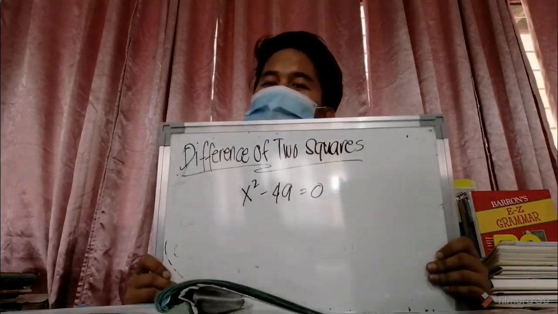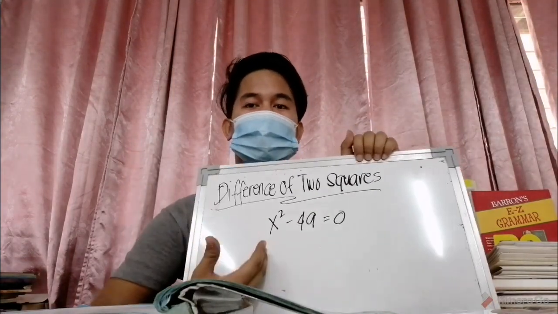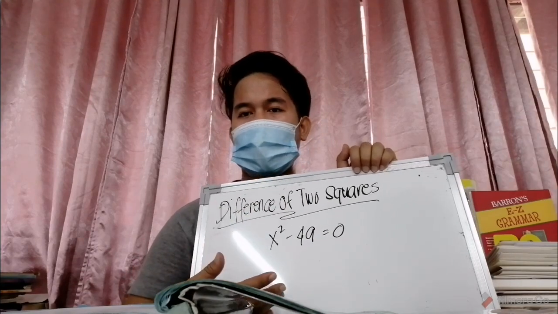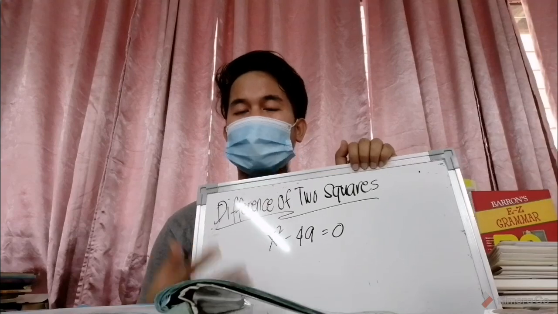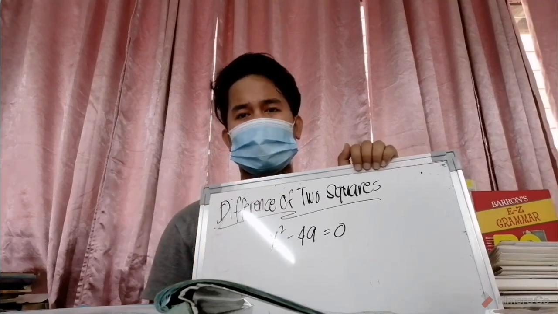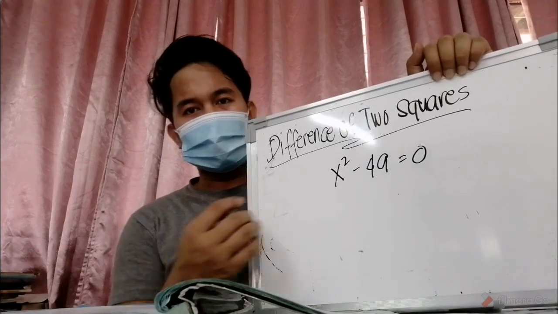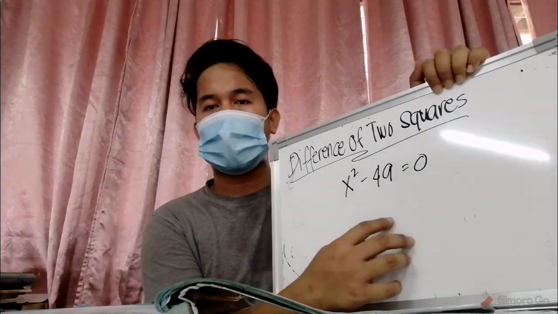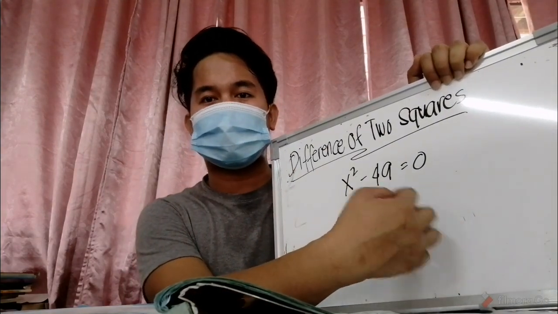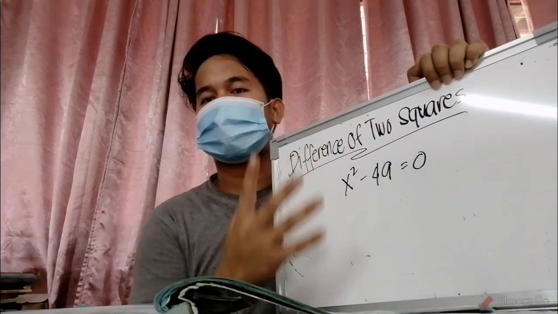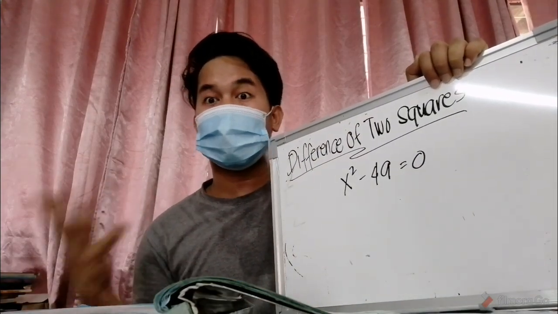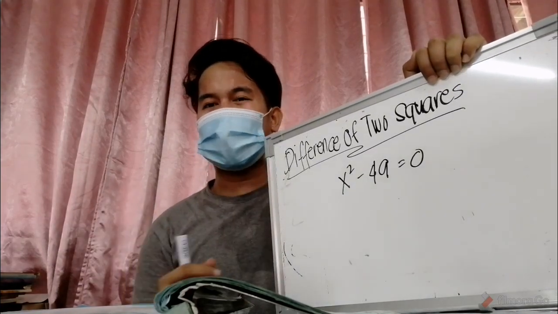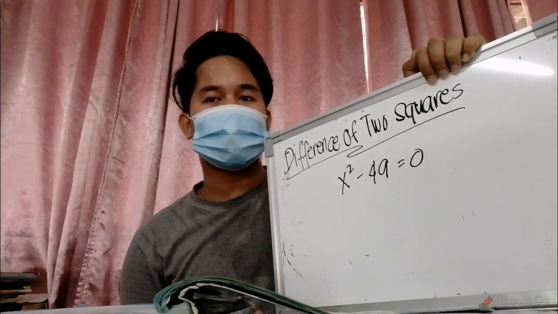For the difference of two squares, let us try to consider the given x squared minus 49. Okay, as you can see, this x squared minus 49 is in the form x squared plus c equals 0. Pero, as you can see, our c here, the constant, is a perfect square. And if we're going to transpose it to the right side, then we can get the value of x using the square root property. But of course, we are using the zero product property rather. Then let us try to factor this x squared minus 49.